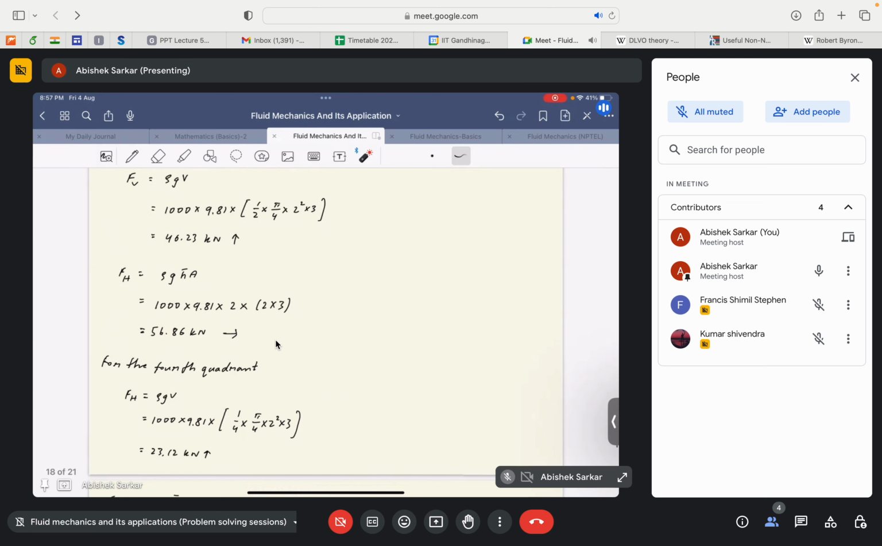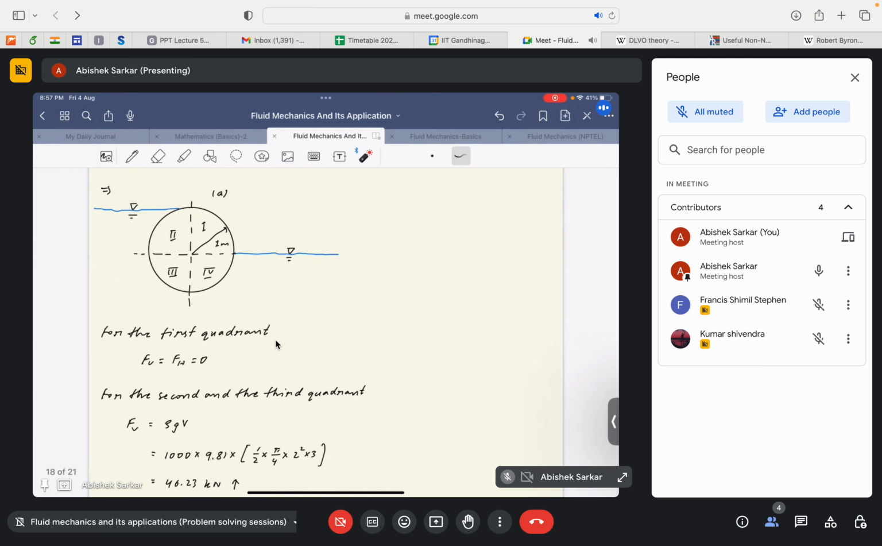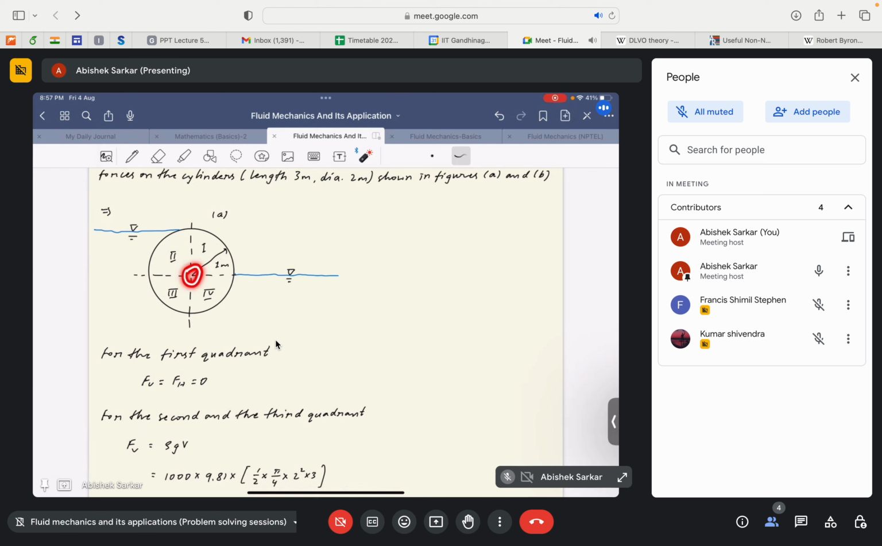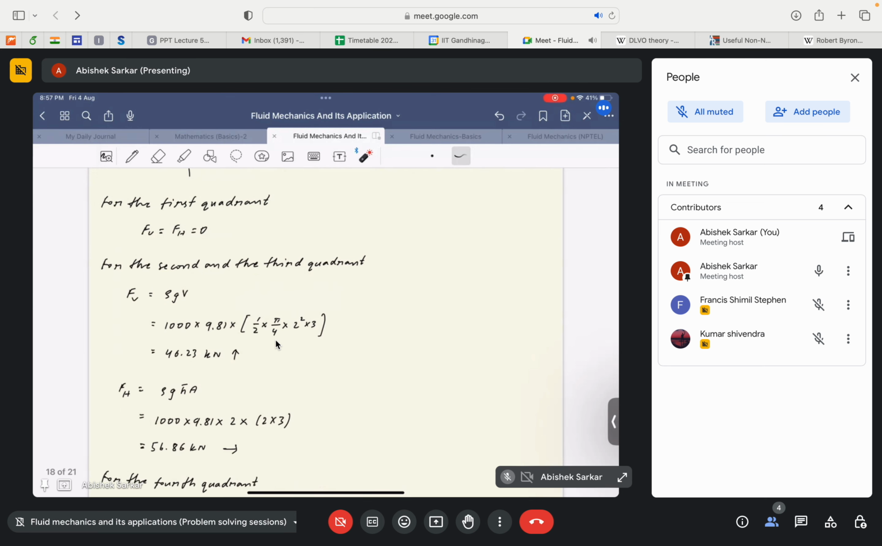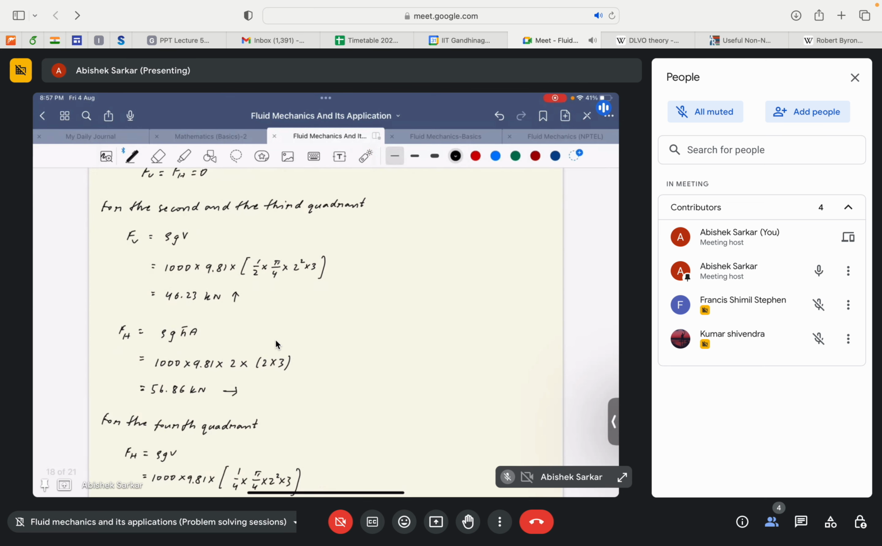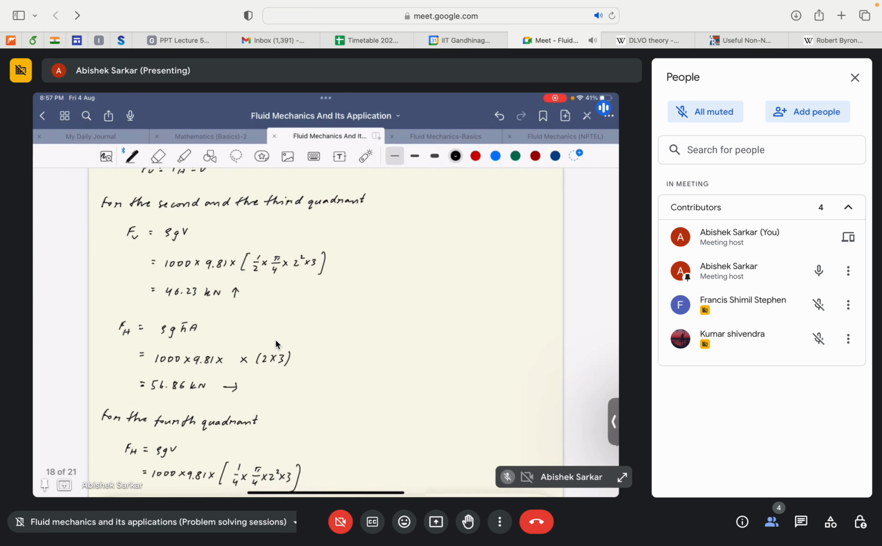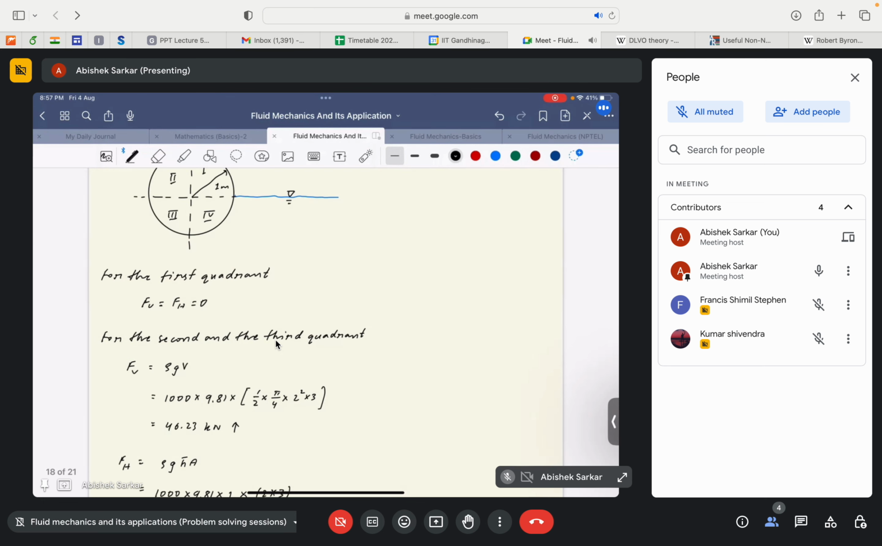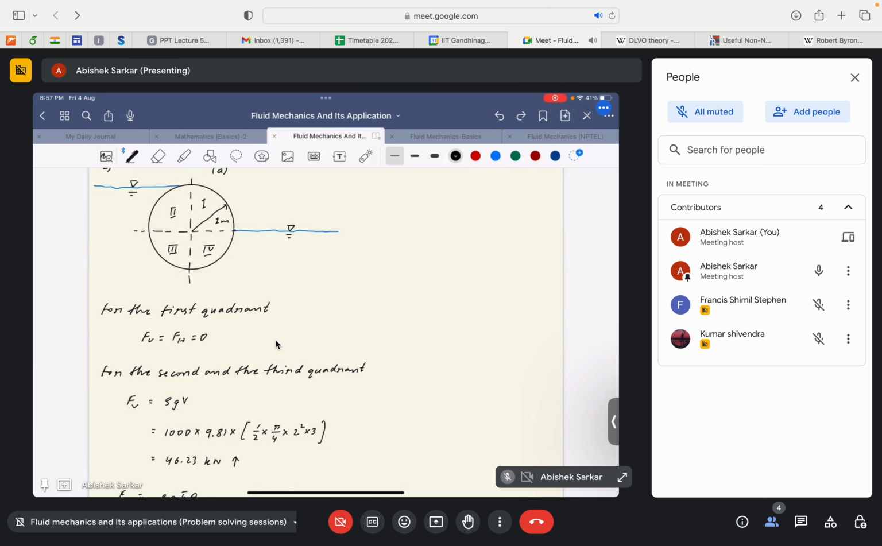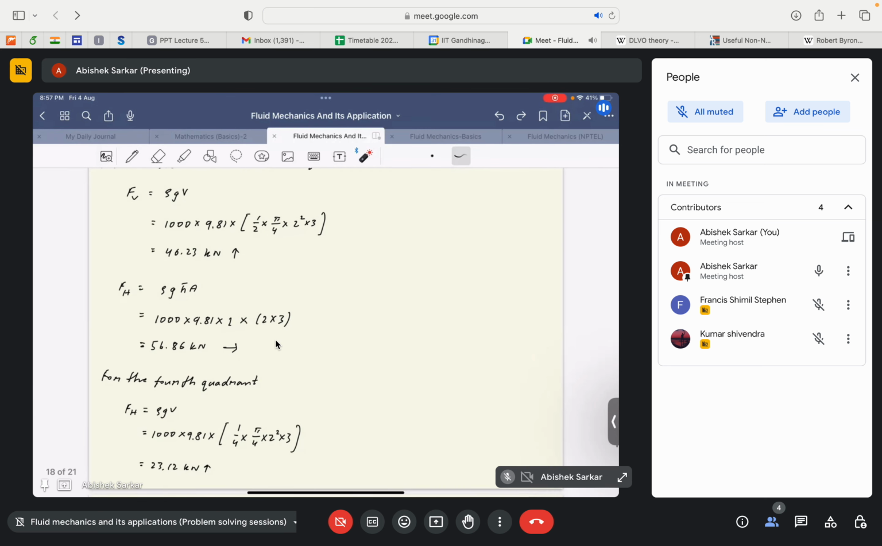So rho is 1000, g is 9.81, h is 2, because this is the centroid with respect to the free surface. I'm sorry, this should be 1. Centroid is 1 and area is 2 into 3. 2 is the diameter of the cylinder and 3 is the length of the cylinder. So a projected rectangular area. This gives us Fh equal to 56.86 kN acting in the rightward direction.